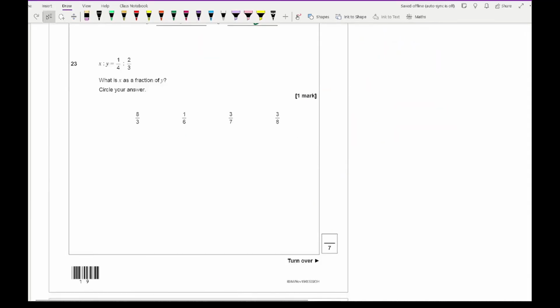Now looking at question 23, it says that x to y is a quarter to 2/3. What is x as a fraction of y? So for this, all we need to do is just do a quarter over 2/3, and if I type that into my calculator, it should give me 3/8.